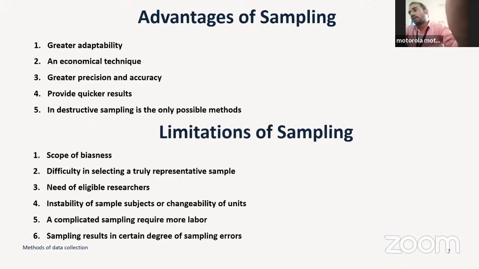Next slide. Okay. So here you can see the advantages of sampling and the limitations of sampling. It is a greater adaptability and economic technique. We can do sampling with greater precision and accuracy, and it provides a quicker result as compared to the census method. It's very logical. If you are dealing with a limited number, we can do our research in a limited time.